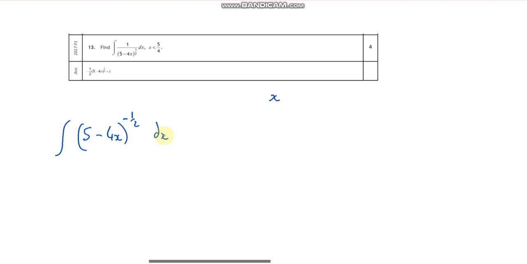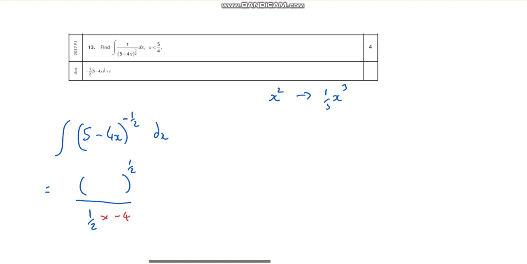Well, let's remember, something like x squared, if I integrate that, would become a third x cubed, because we add 1 to the power and divide by the new power. So let's add 1 to our power, shall we? So I'm going to get a half, and I'm going to divide by the new power, which is a half, but I also have to times by the differential, which is negative 4.